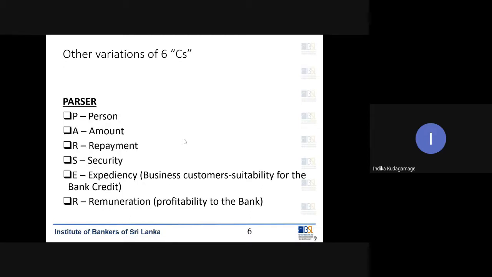Then you have PARSER. PARSER is also another version of the 6 C's. Person: who is the person? Earlier we looked at character. Amount, repayment, again security, again expediency, which is similar to the earlier thing, then remuneration, which is profitability to the bank in this case. Why? We are not a charity organization. We need to have profits for a business. If it is not profitable, why should I lend?